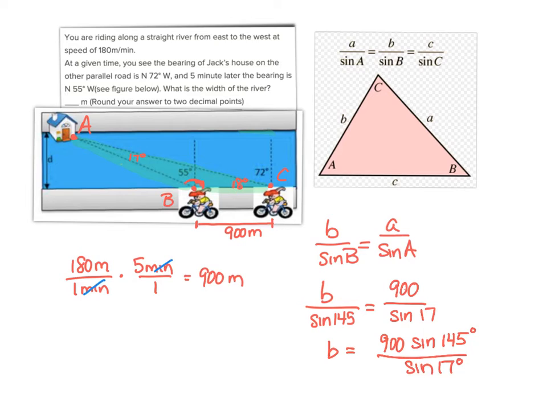Take a second and do that in your calculator. 900 times the sine of 145 degrees is 516.21, and then the sine of 17 degrees is 0.29. So we do 516 divided by 0.29, and we get b is 1,765.63. I'm just going to keep that number in my calculator. I am not going to round it. So b, the distance from here to here, is 1,765.63 meters.